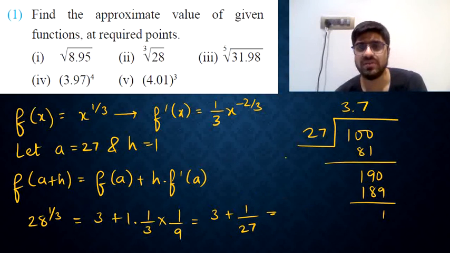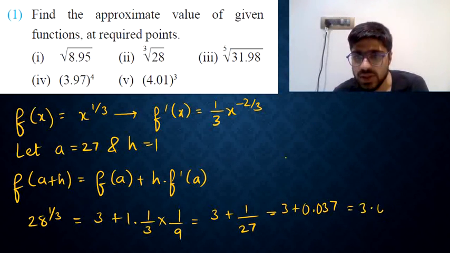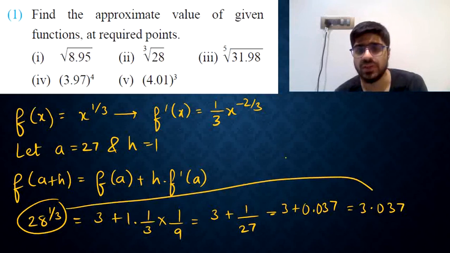So 1 upon 27 will be 3.7 divided by 100, that is 0.037. So we have 3 plus, like I said, 0.037, that's the value of 1 upon 27. And this gives 3.037 as the approximate value of 28 power 1 by 3. So the cube root of 28 is approximately 3.037.